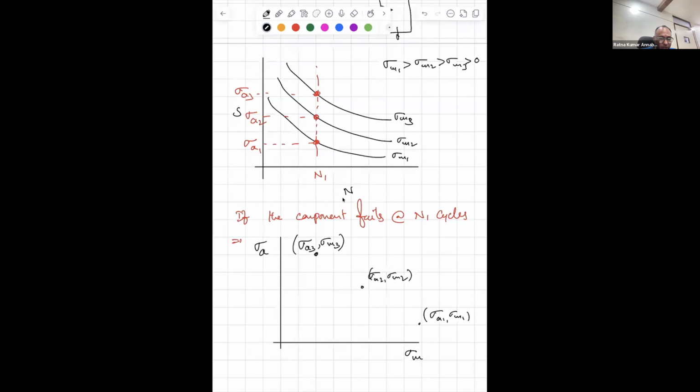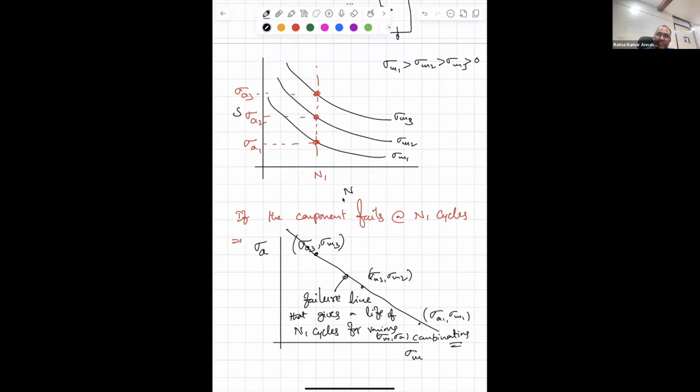They need not be on a straight line, but you will see at a later stage that they are reasonably on a straight line. So this represents a failure line that gives a life of n1 cycles for various sigma m, sigma A combinations. Is that clear?